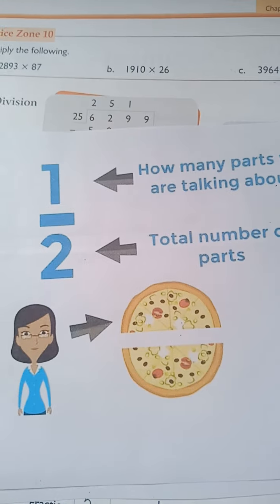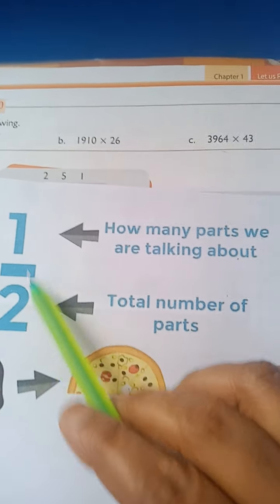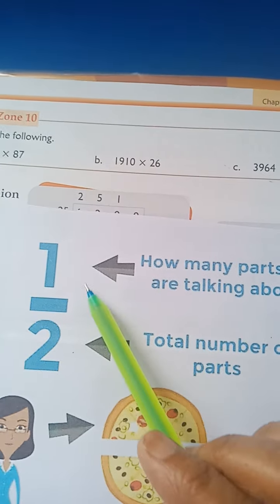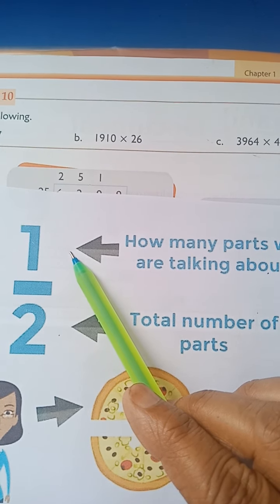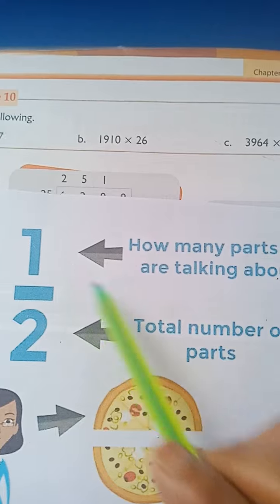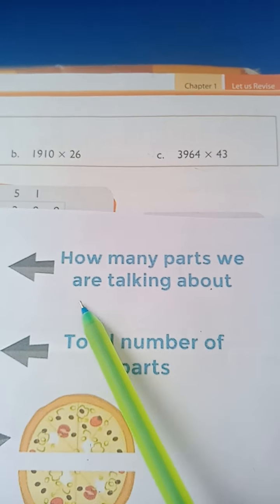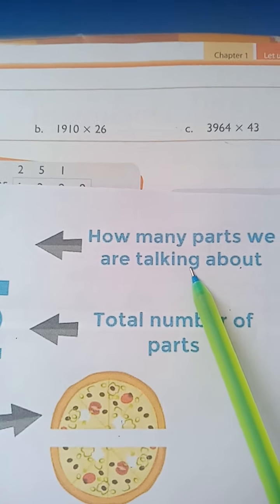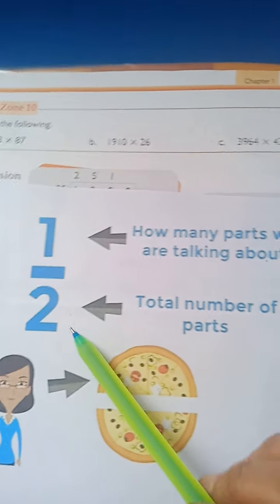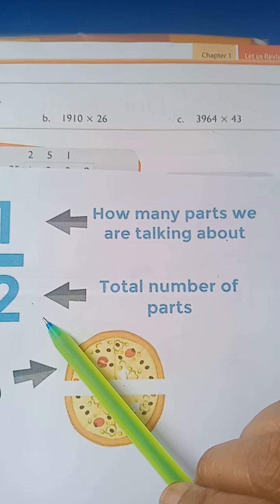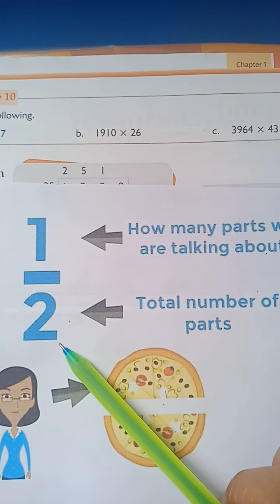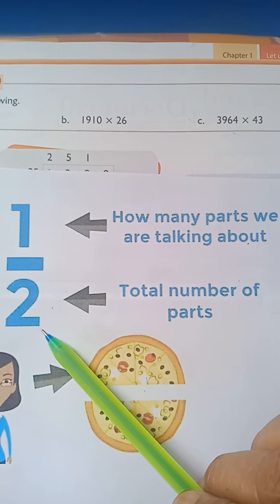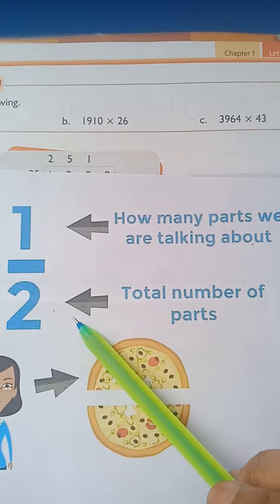A fraction has two parts. The number on the top of the line is called the numerator. It tells how many parts we are talking about. And the number below the line is called the denominator. It shows the total number of equal parts.